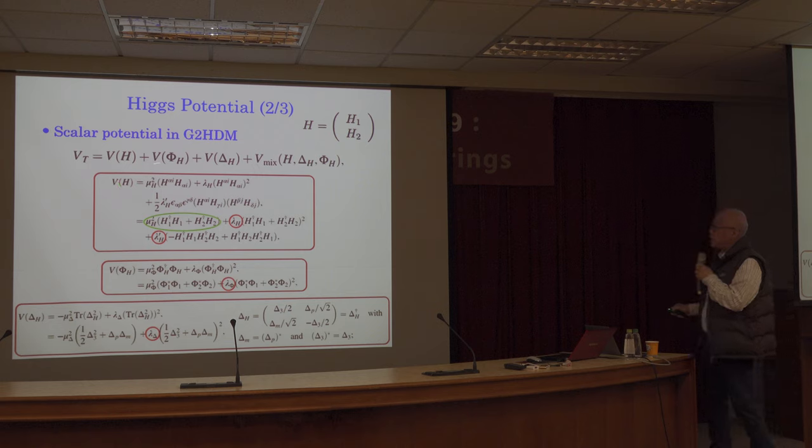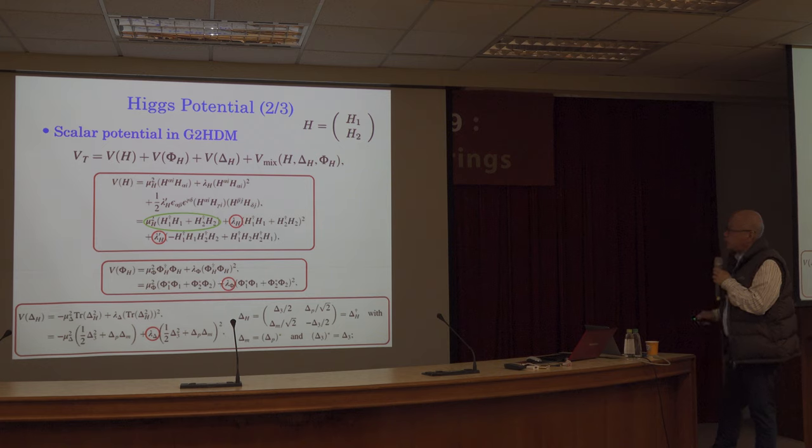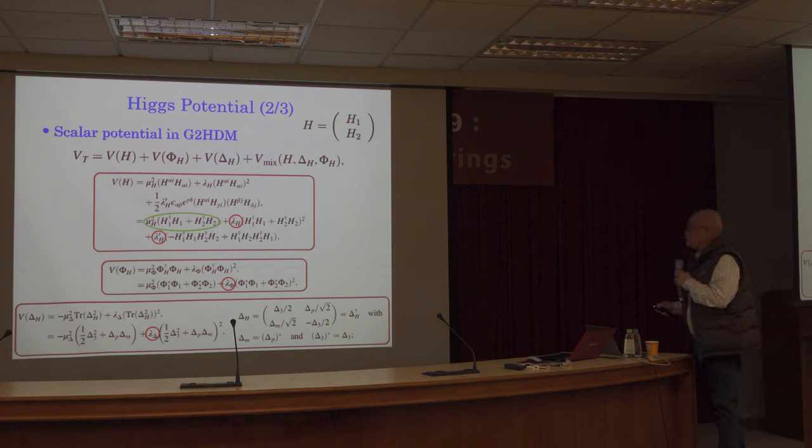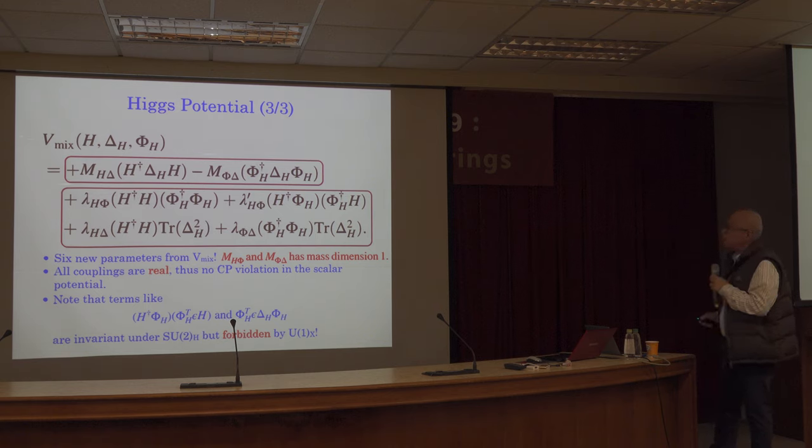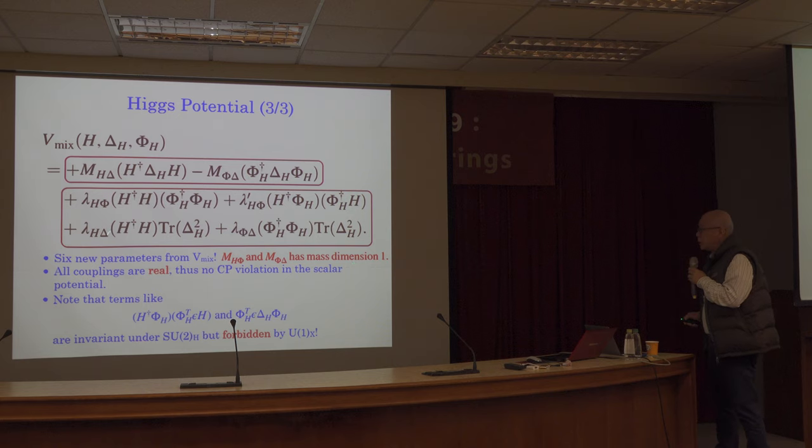So if we reduce it to a very simple form, you just have to look at the two-doublet part. But unfortunately, we have other scalars, phi H, the new doublet of SU(2)H, and the triplet terms, and also the mixed term. Of course, by itself, V phi and V delta are very simple, and you can write down the terms easily. At this stage, they only have seven parameters, the same as the inert doublet model. But the trouble is the V mix term, where we have six more terms. In the mixed term, there are two mass-dimension-one M parameters between the doublet and the triplet couplings, and also some cross quartic couplings, four of them. So there are six new parameters in this mixing piece. But all the parameters are real, so there is no CP violation in the scalar potential.